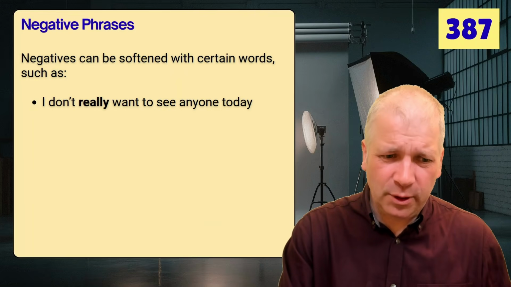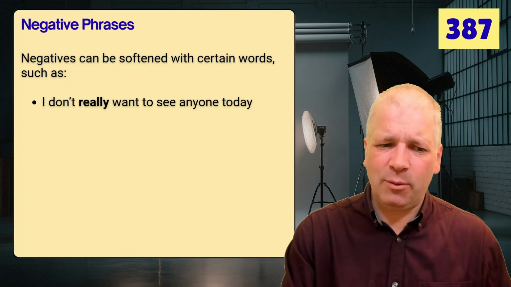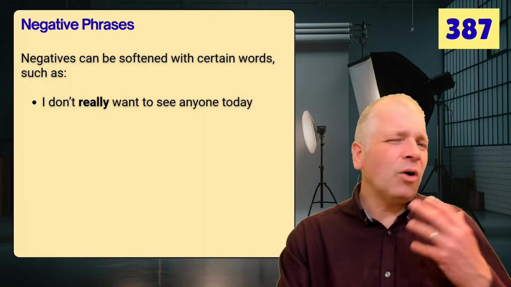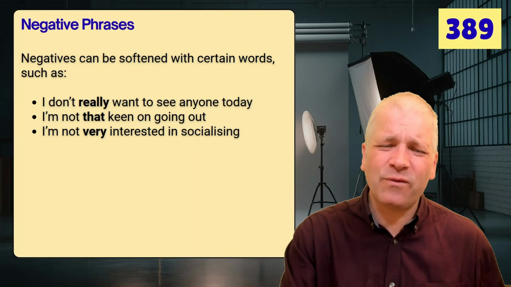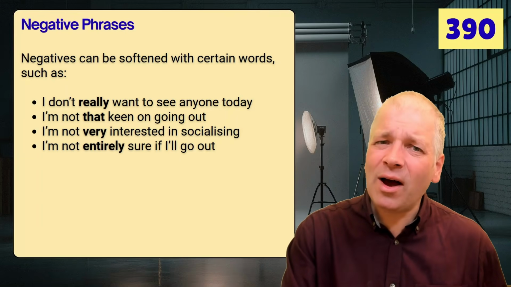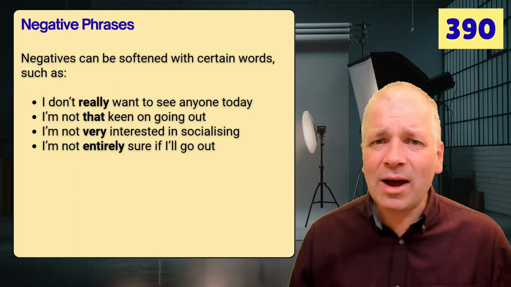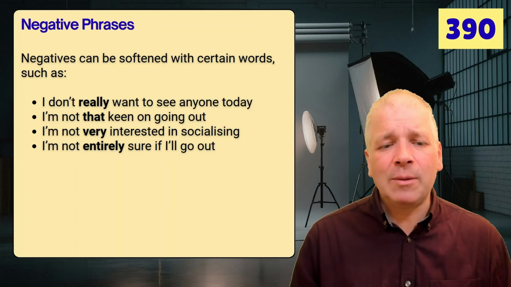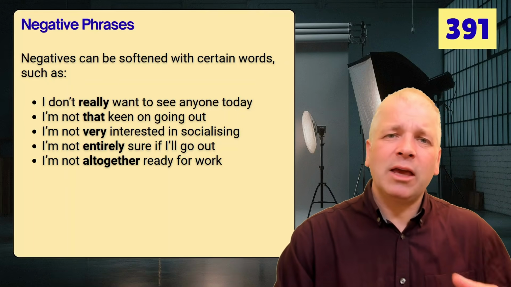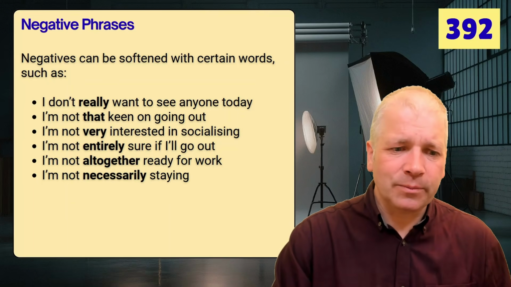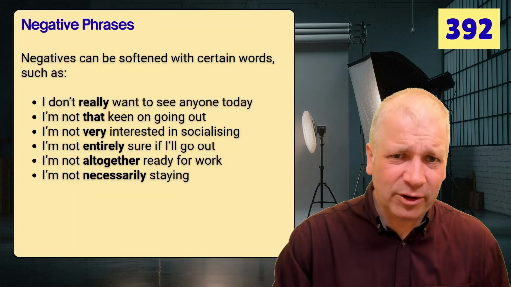Negatives can be softened with certain words. Instead of saying, I don't want to see anyone today, you could say, I don't really want to see anyone today, which means no, but not in a very strong way. We can also say, I'm not that keen on going out. I'm not very interested. I'm not entirely sure. So it's not a completeness. In fact, if you say I'm not entirely sure, you mean I'm close to entirely, but not totally. I'm not altogether is another one where you're saying you're nearly there, but not quite. I'm not necessarily staying. So I might be staying, but it's not guaranteed.